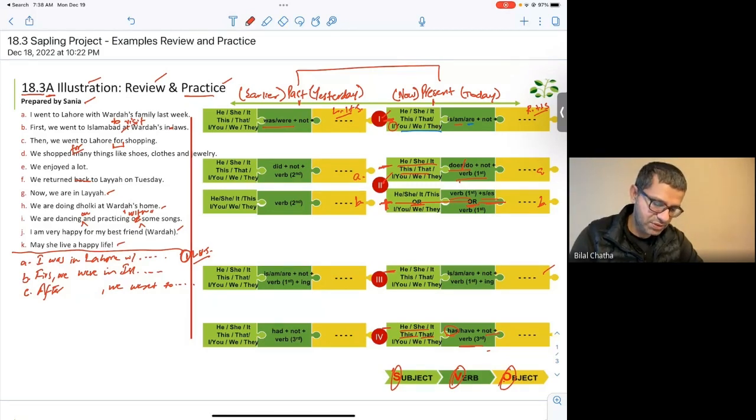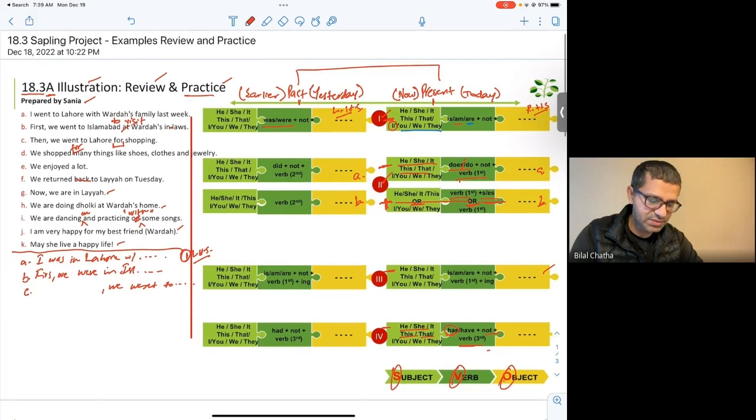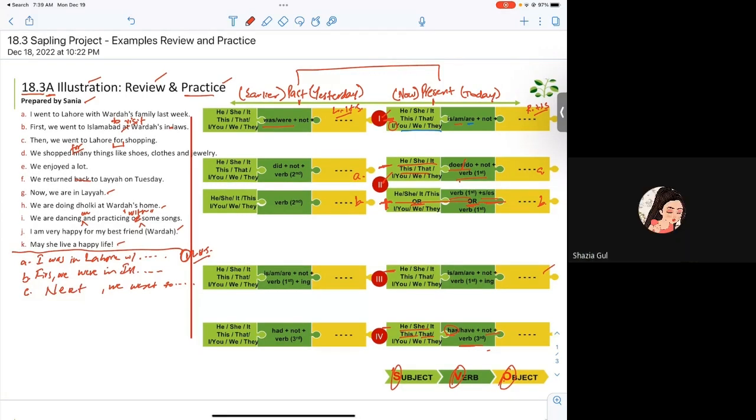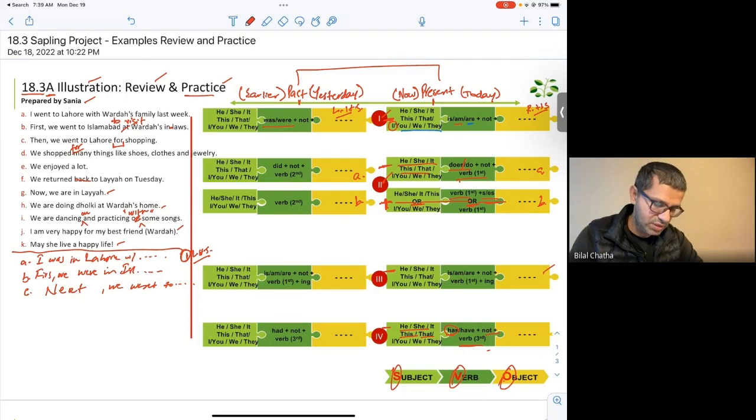It's a very good mistake, Shazia. Very good. After that. Okay. After that जो है वो that would be good. After which it will be incorrect. Okay, you can also say next. Yeah. We went to Lahore. Statement D. We shopped for many things like shoes, clothes, jewelry.